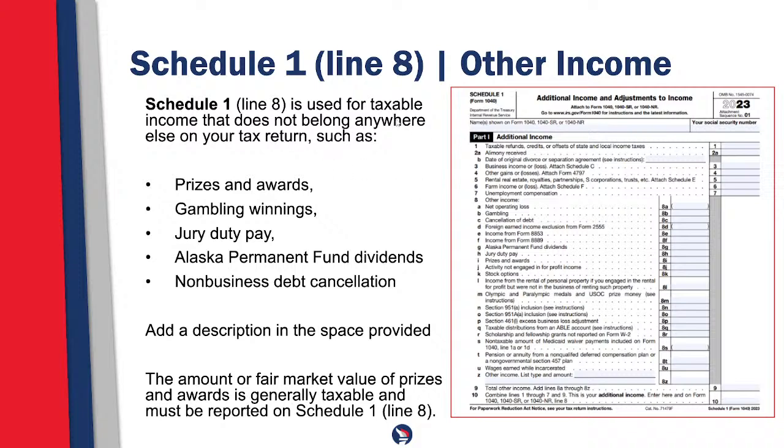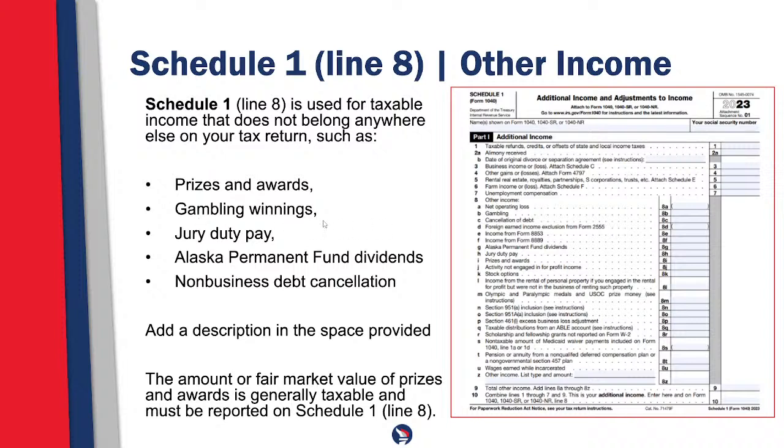But let's talk about some of these lines. Schedule 1, line 8 is used for taxable income that does not belong anywhere else on a tax return. If you can't figure out where to put it, if there's not a schedule for it, if there's not a form for it, it lives here. So prizes and awards, exactly just that. You go on The Price is Right, you win something. Let's hope it's cash, because you're going to pay tax on it. You're going to need it. If you get a new car, you're going to pay tax on that too, so you better figure out a way to pony up the cash, because it's going to be showing up on your tax return.